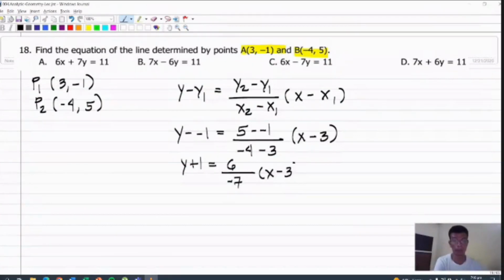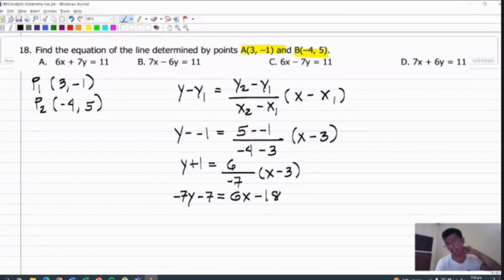Multiply by negative 3. So, cross-multiply natin yung negative 7 dito sa ating left side. So, madidistribute siya. Magiging negative 7y. And then, minus yung negative 7 times 1, that is also negative 7. Mawawala na siya dito sa right side. So, ang matitira dito is 6 times x minus 3. I-distribute na natin 6 sa loob. So, ayan ay magiging 6x minus 18.